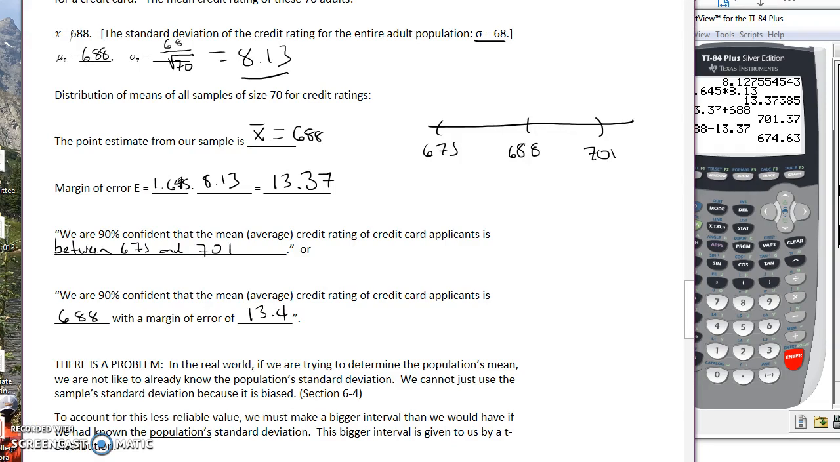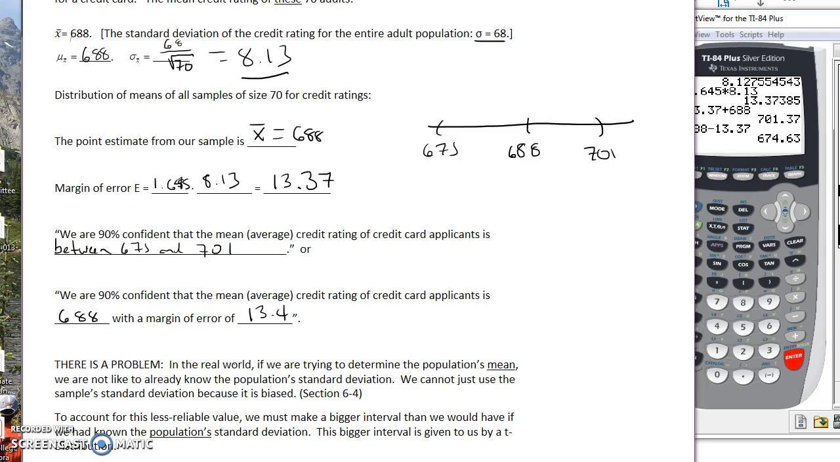Now we have a problem with this. In the real world, if we're trying to determine the population's mean, then we're not likely to already know the population standard deviation. And we can't just use the sample standard deviation. So to account for this less reliable value, we're going to make a bigger interval than if we would have known the population standard deviation. The bigger distribution we're going to use is called the t-distribution.